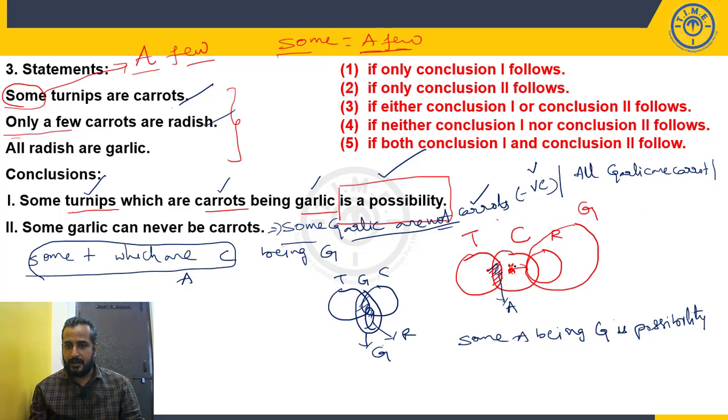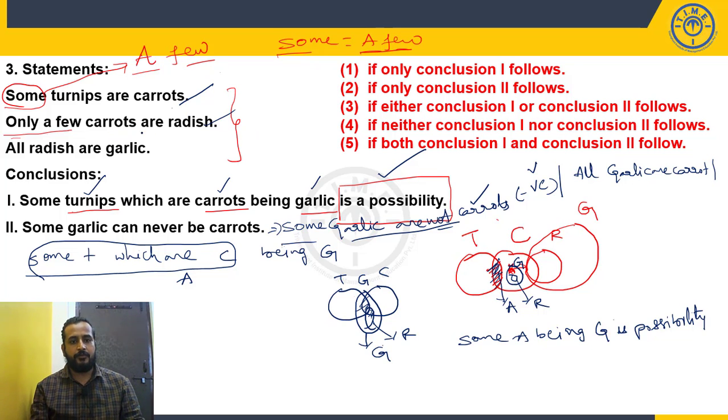Okay, otherwise draw it directly here. So garlic should be inside the carrot, and inside the carrot, which is required? A radish is required. Now, if you want to cross-check your statements, now it is a radish. What is the first statement? Some T or C. Yes, some T or C, still it holds true.